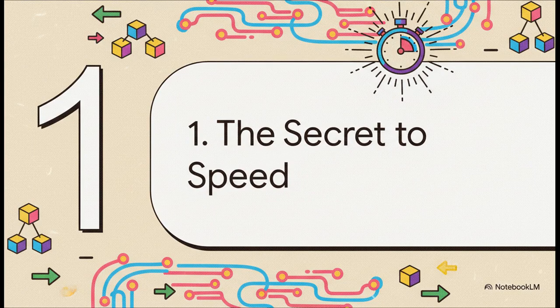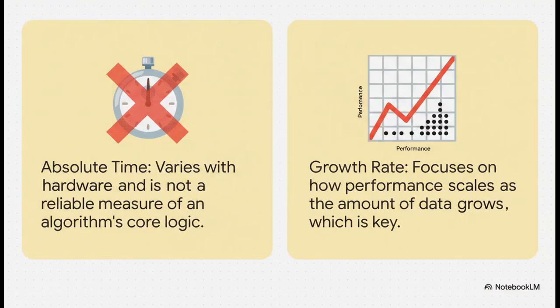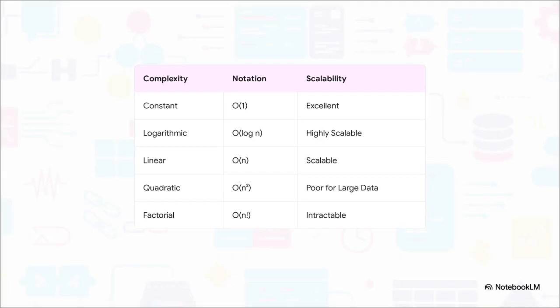Okay, so if we want to build fast software, where do we even start? How do you measure the speed of your code? It's really not as simple as just grabbing a stopwatch. See, instead of timing how long a program takes on one specific computer, which can be super misleading, engineers focus on a much more fundamental question. What is the growth rate? They analyze how an algorithm's performance changes as the amount of data it has to chew on gets bigger and bigger. And this is where they use a tool called Big O notation to grade an algorithm's efficiency.